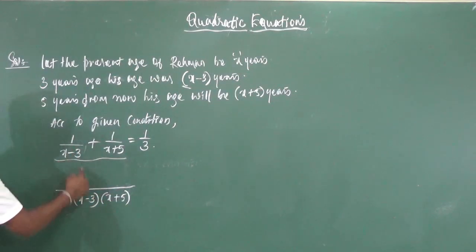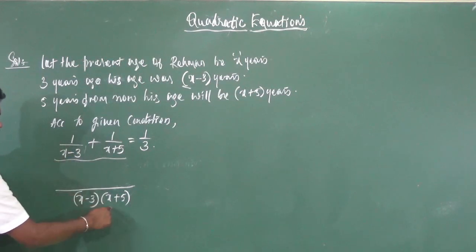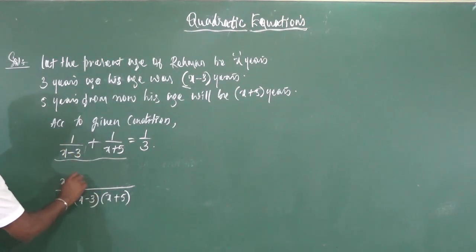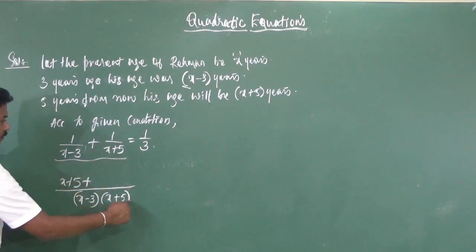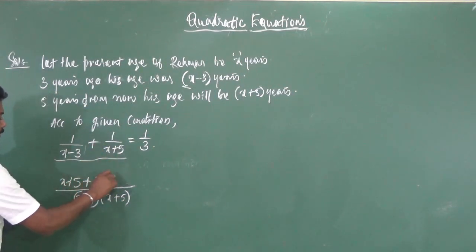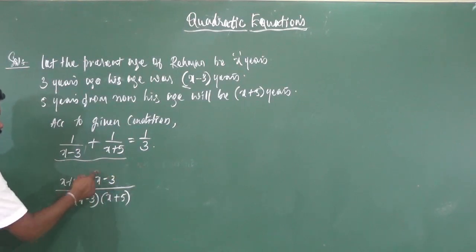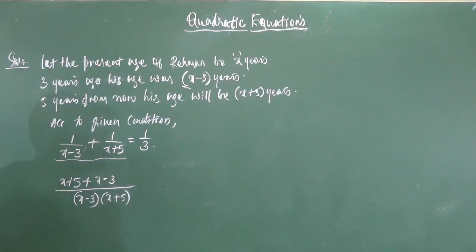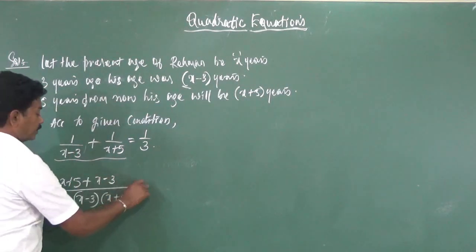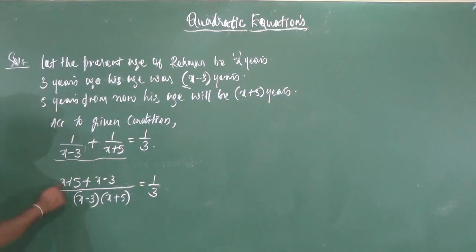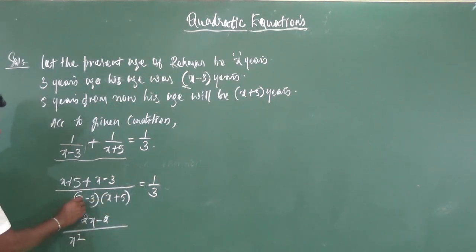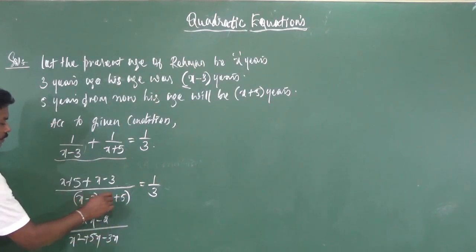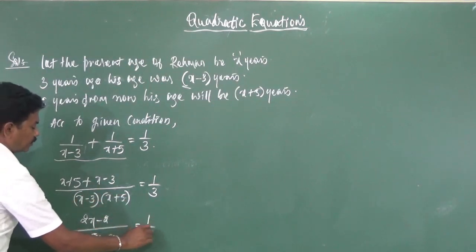Therefore 1 by x minus 3 into this, x minus 3 cancels, so 1 into x plus 5 is x plus 5, plus 1 by x plus 5 into this, x plus 5 cancels, remaining is x minus 3. As there is a plus here, there is no question of putting brackets. If it was minus here, you should use a bracket. So 1x plus 1x is 2x, 5 minus 3 is 2, by x into x is x square, x into plus 5 is plus 5x, minus 3 into x is minus 3x, minus 3 into plus 5 is minus 15, equal to 1 by 3.